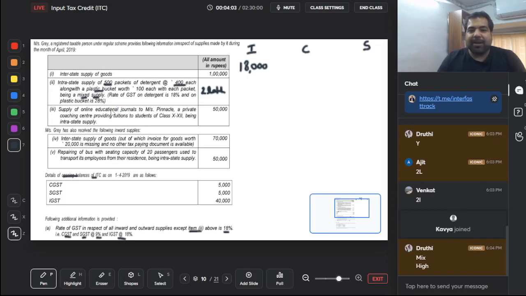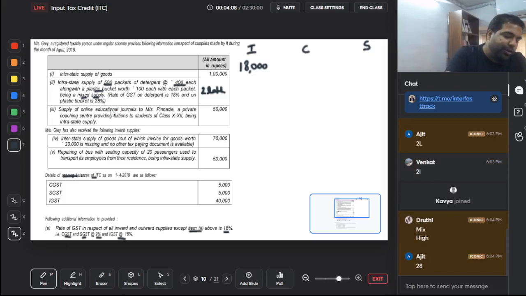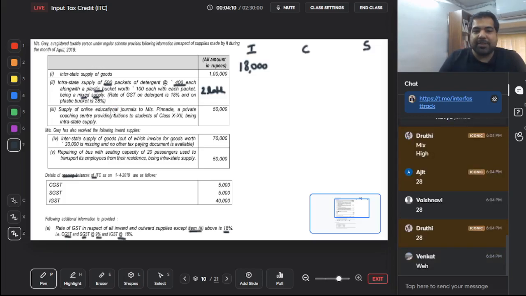Detergent is 18%, bucket is 28%. So which rate will apply? 28% will apply. So on 2 lakh, 28%, but this is intrastate. So 14% each. Guys, so 28,000 is what we need to pay to the Centre, and 28,000 is what we need to pay to the state.